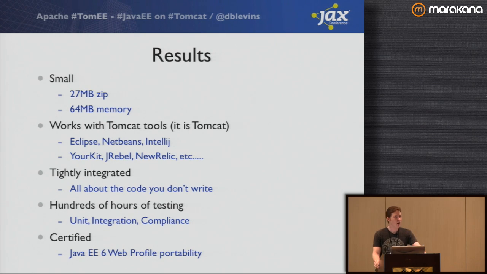So the results are that this web profile is 27 megabytes. The TomEE Plus version is 47 megabytes, so it's another 20 megabytes to get ActiveMQ in there, to get CXF in there, and to get connector architecture and the additional things. So you basically have your choice between 27 megabytes and 47 megabytes of zip size. It runs with the default memory settings. You don't need to bump up the memory just to start the server or deploy basic applications.